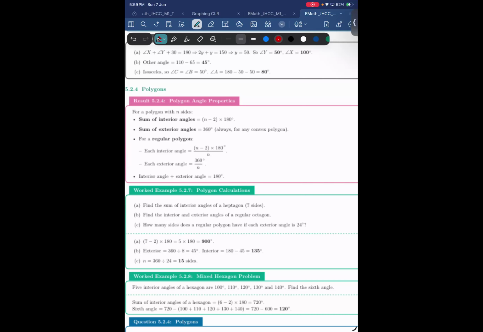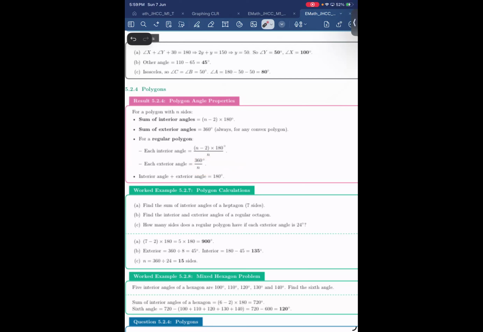And lastly, how many sides does a regular polygon have if each exterior angle is 24 degrees? So 360 degrees over n will be 24. Using the formula, 360 over n equals 24 degrees. Our goal here is to solve for n, and n is 15.